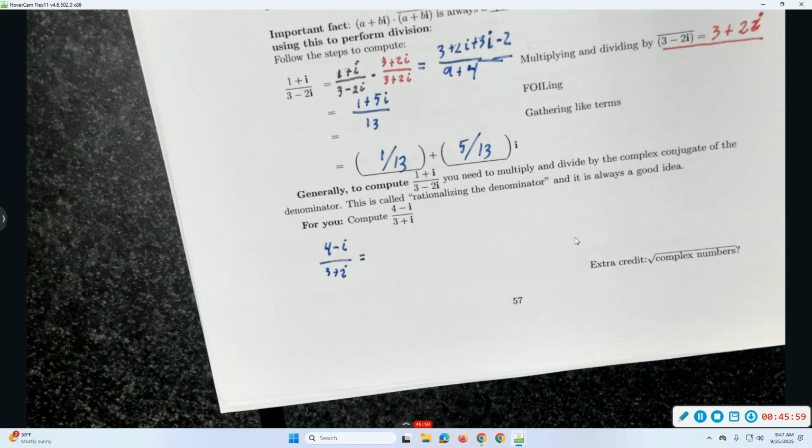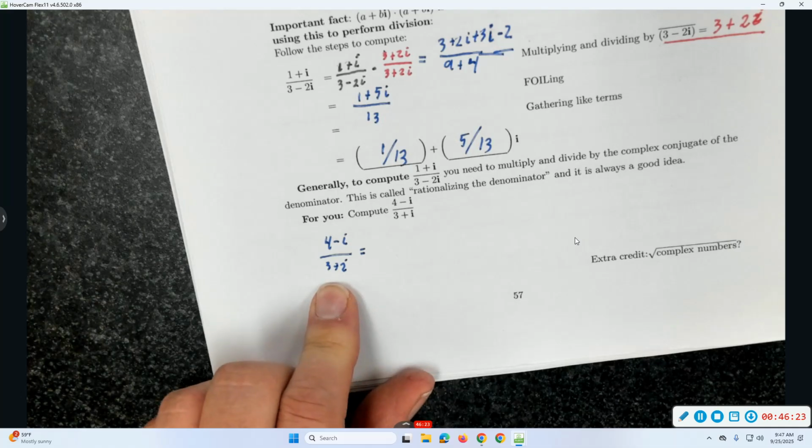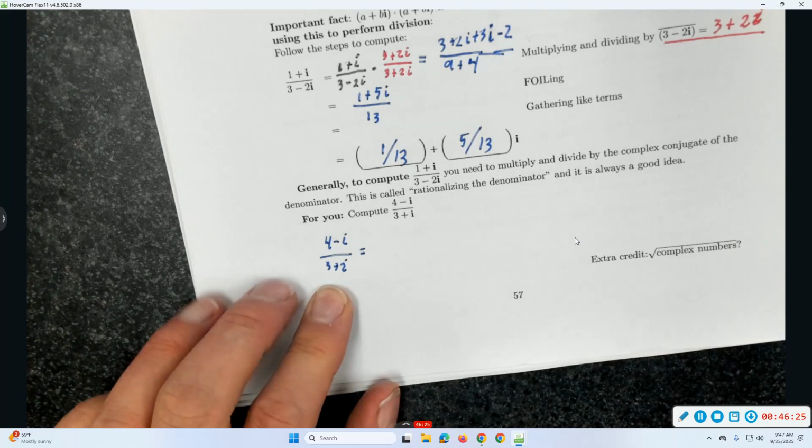So, step 1, when computing a complex fraction, I need to turn the denominator into something that's less hard to work with. The numerator will become more complicated, but that's okay. What should I multiply and divide by? Say louder. 3 plus i. No, 3 minus i. I need to multiply and divide by the complex conjugate.